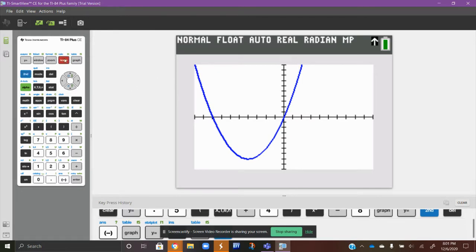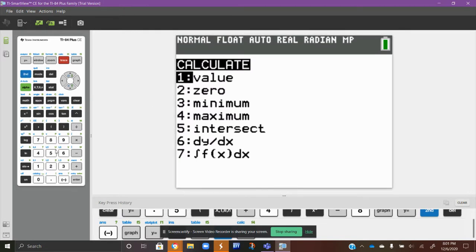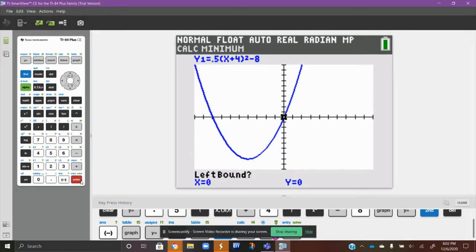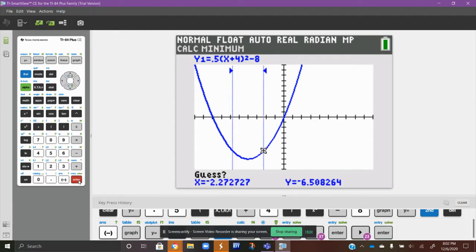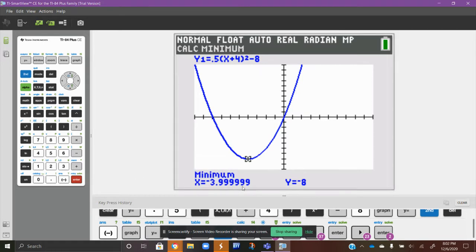The way that you're going to most accurately calculate your vertex is you're going to go to second trace. You're going to choose minimum. Okay, and now it's asking for left bound. So I'm going to use my left and right arrows, and I just have to get it someplace to the left of my vertex. I'm just going to keep scrolling until I get anywhere to the left of my vertex. Okay, that's fine. Hit enter. Now I'm going to use my right arrow, and I'm going to go anywhere to the right of my vertex. Hit enter. Remember, you just hit enter for guess. That's a stupid feature. And then here is my vertex.